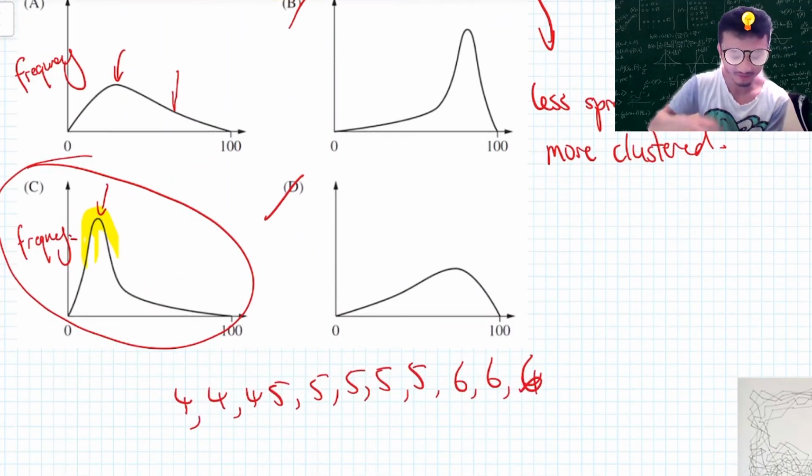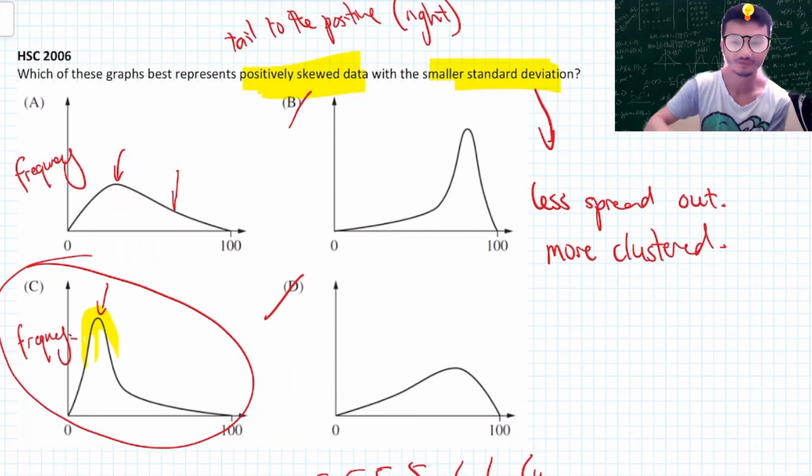So that's just a little bit of a look at modality and the shape of a distribution. Hope that helps.